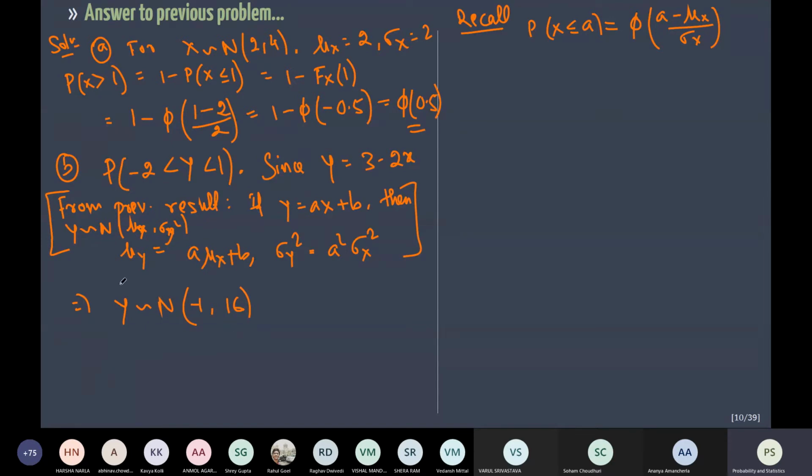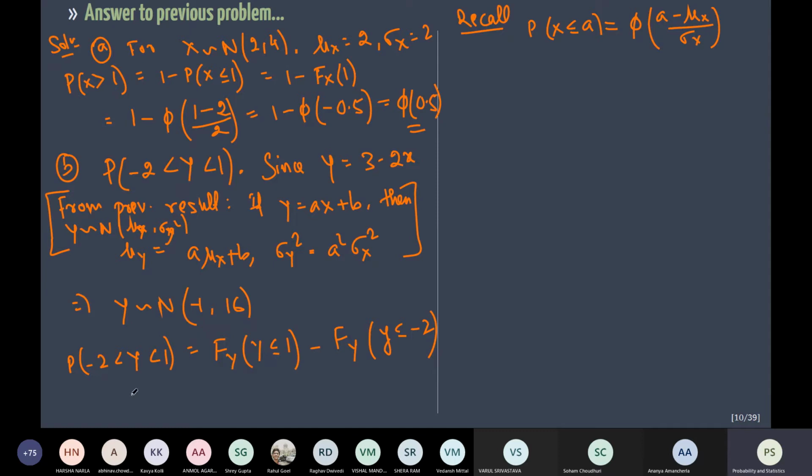Now we go back to our question. This is the probability that -2 less than y less than 1. Now we apply the phi function. So in terms of CDF, we know that this is F_Y(1), that is y less than or equal to 1, minus F_Y(-2), that is y less than or equal to -2. This is the formula in terms of CDF for the probability that y lies between a and b.